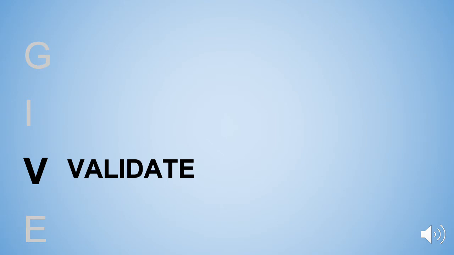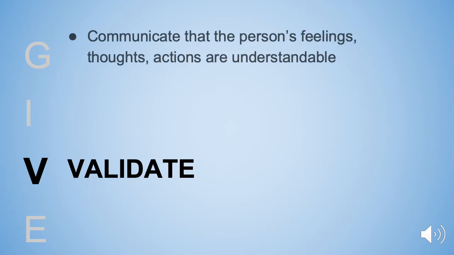V in GIVE stands for validate. Validation is taking into account a person's past or current situation in order to understand their feelings, thoughts, or actions. And this can be done with both words and actions to validate someone.